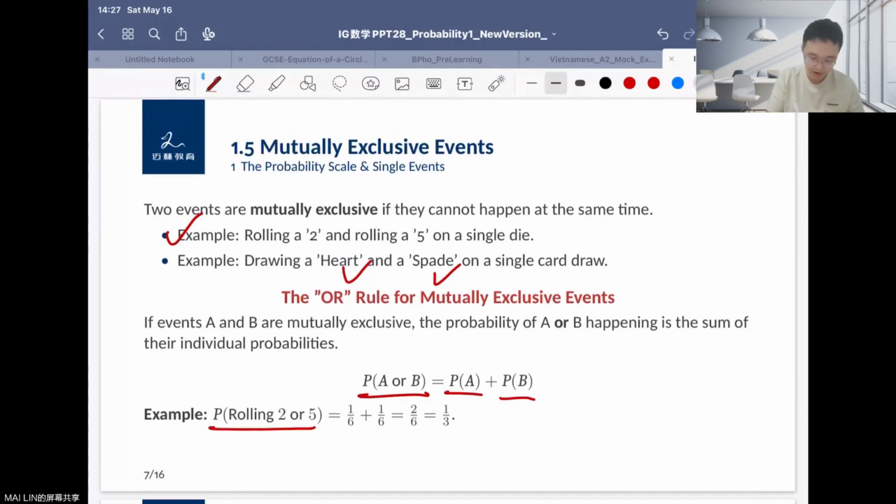For example, we have a fair six-sided dice, and we want to find the probability of rolling a two or a five. Rolling a two is 1/6, because there is only one outcome out of six in total. Rolling a five is also 1/6. Adding together, the probability equals 2/6, or 1/3.